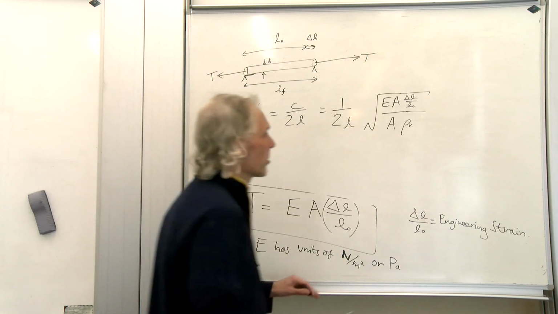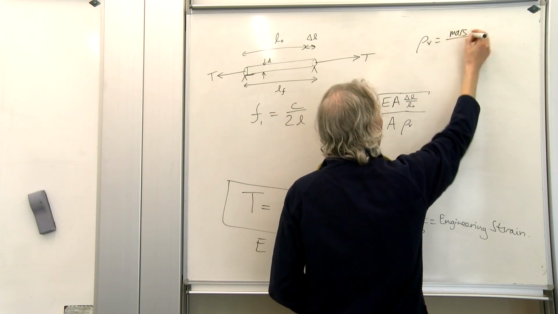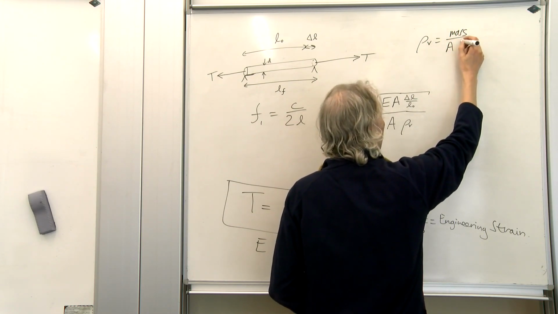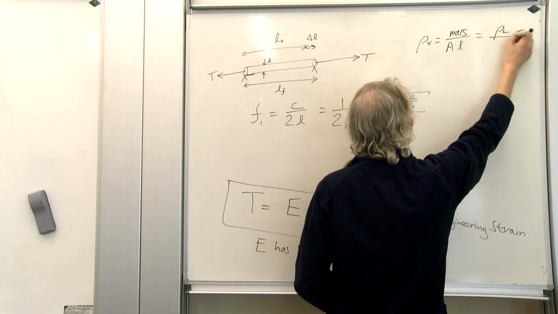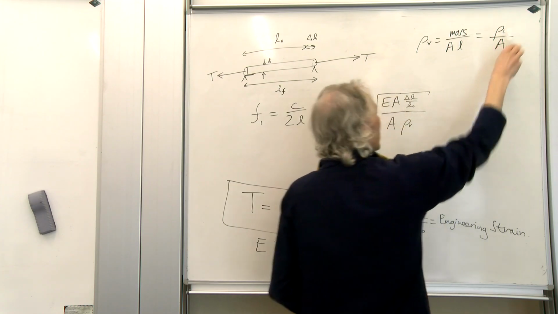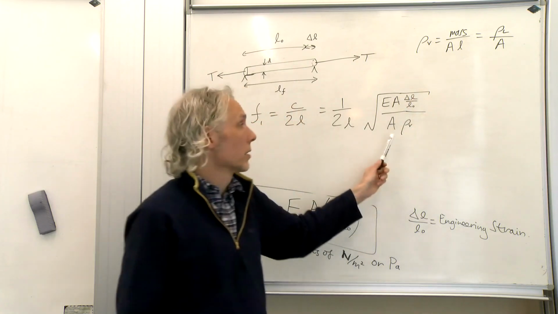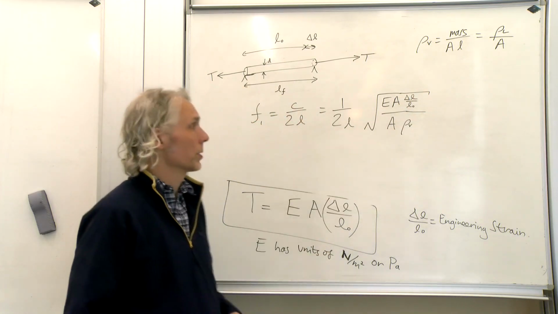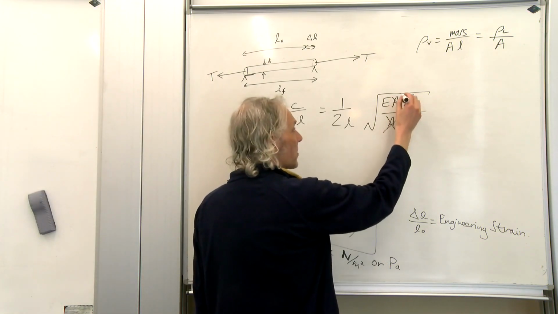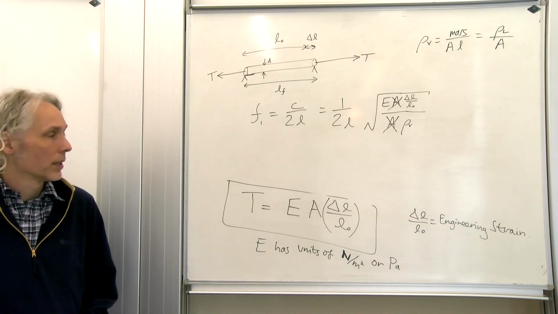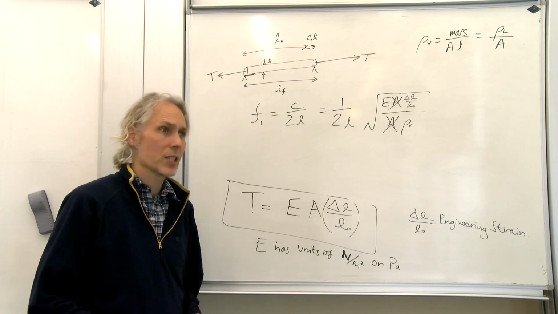Okay, why do I get away with that? Well, remember, delta V is mass over volume, and volume you can write as A times L, and therefore that's going to be rho L divided by A. Rho L, the mass per unit length, is equal to A times the volumetric density, so that works. And this is where the magic happens. A cancels out of the equation, and suddenly the diameter of the string doesn't matter anymore for engineering strain.